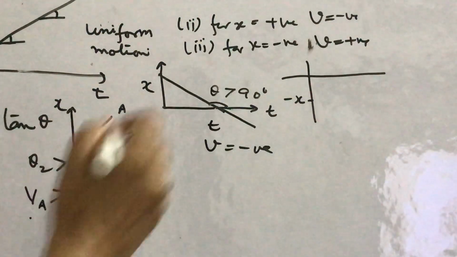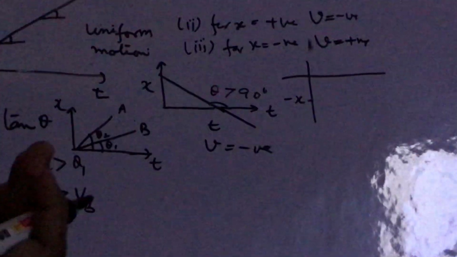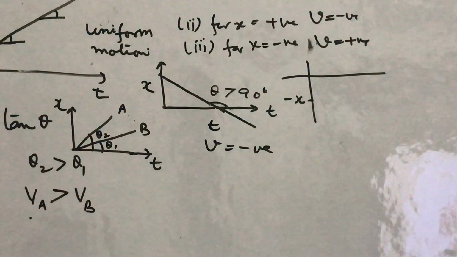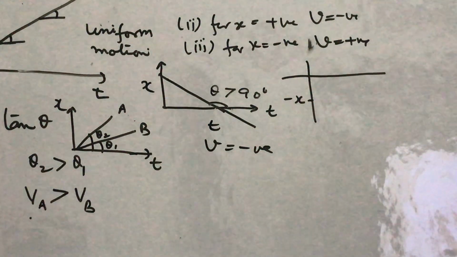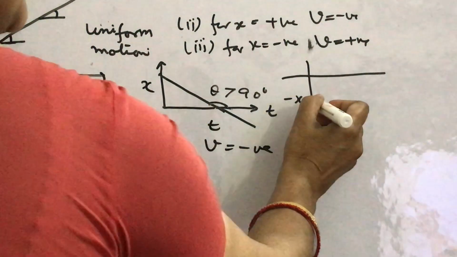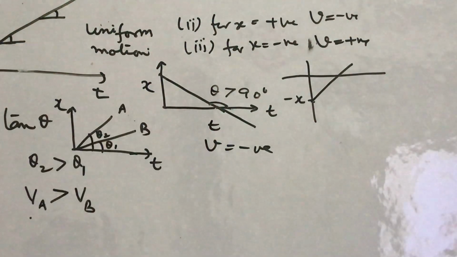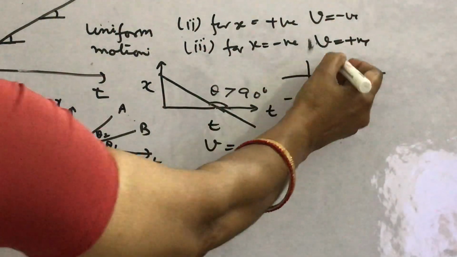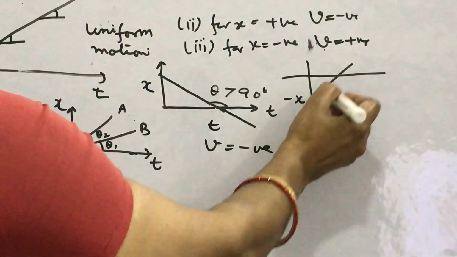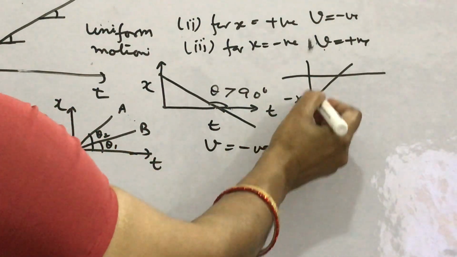Then how will the slope be? Slope is positive when it is rising or theta is acute. So you will plot the graph like this. Will it or not? So in this way, this will be the graph because slope is rising and x is negative.